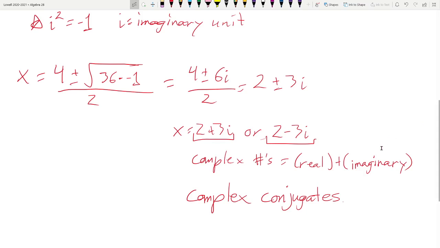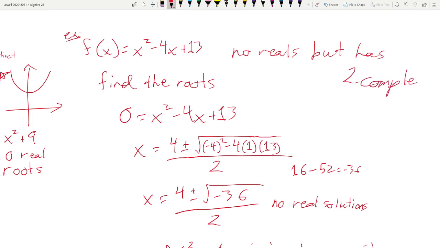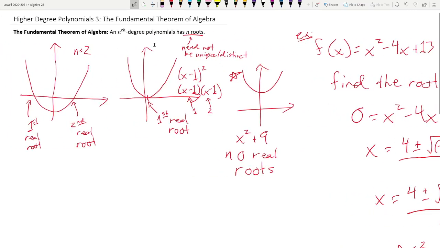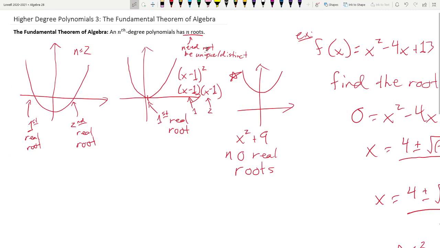But we come back here. So this function right here has no real roots, but it does have two complex roots. And that is where the fundamental theorem of algebra comes into play. It is still following this theorem, because there are 0 real roots plus 2 complex roots. 0 plus 2 is indeed 2, as stated here.